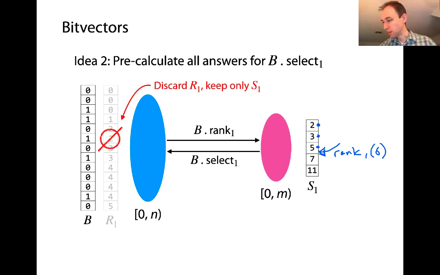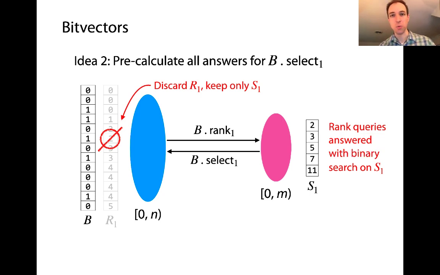To actually do this efficiently, we would do binary search on the s sub 1 array. We would take the argument to the rank query, i, and do a binary search on s sub 1. However far into the array we landed tells us how many set bits are prior. It tells us the answer to our query.